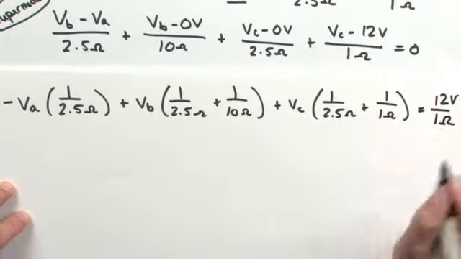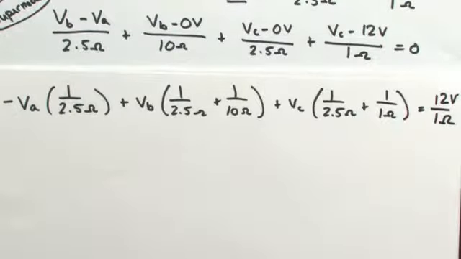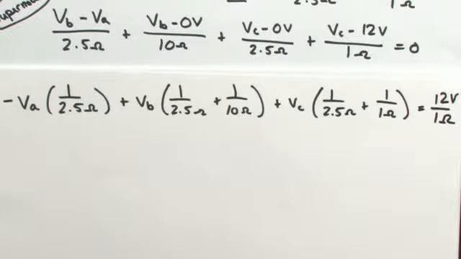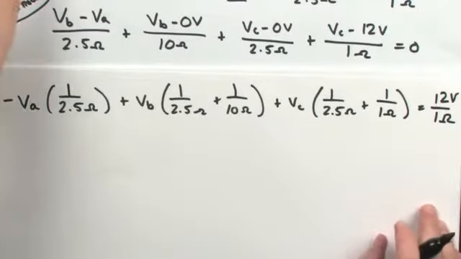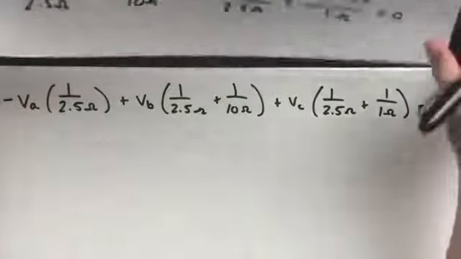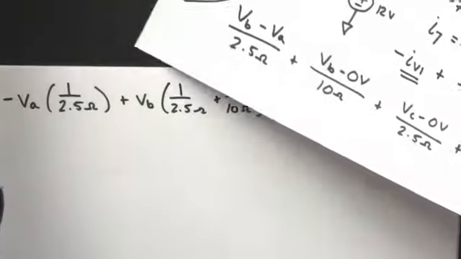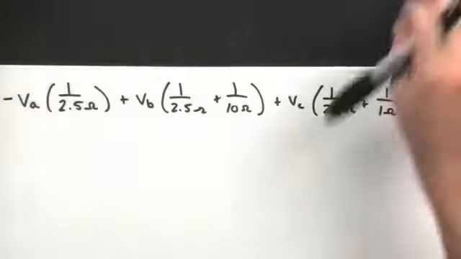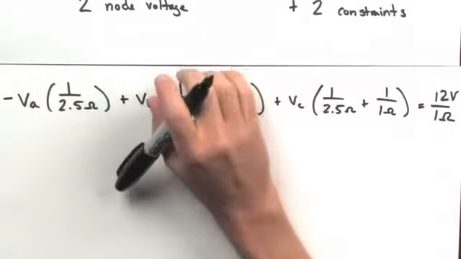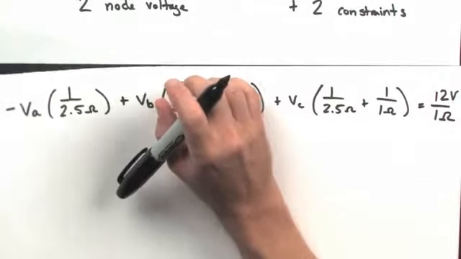Volts over 1 ohm. Okay, as I said before, by combining these equations, we have lost some information about the relationship between the voltage at node B and node C. So to make up for this, we have to come up with a constraint equation.